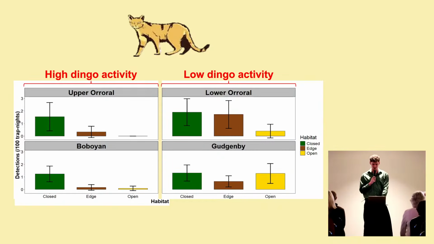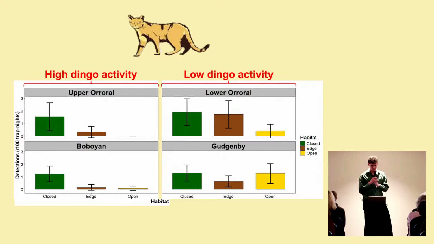What we can see here is that at the sites with high dingo activity, which are these 2 here, the cats tended to be more frequently detected by the cameras in the closed-in forested habitat types compared to the edge habitat and the open habitat. Open habitat being out in the open grassland and the edge being on the edge of the open and the closed. But when we compare that to the 2 sites with low dingo activity, we can see that the habitat use was much more even across the 3 habitat types for the cats.